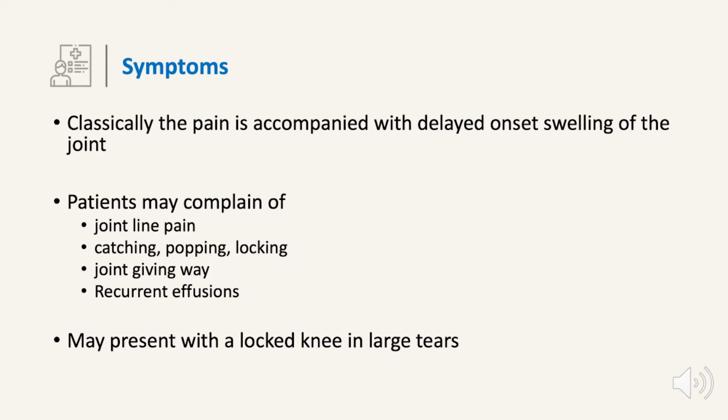They may be experiencing some catching, some popping, or some locking, terms that patients use to describe their symptoms. Patients may find that their knee is giving way, and the reason for this giving way may be due to the fact that the meniscus is injured, and the meniscus is a secondary stabilizer of the knee, or it may be secondary to pain, and that's why they're giving way. Patients may also complain that they're getting recurrent effusions of their knee. In some patients who have much larger tears of their meniscus, then they may well present with a locked knee.